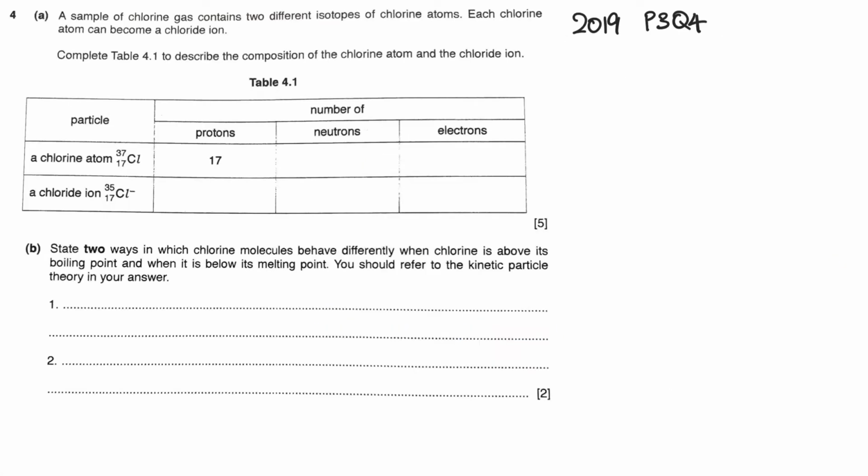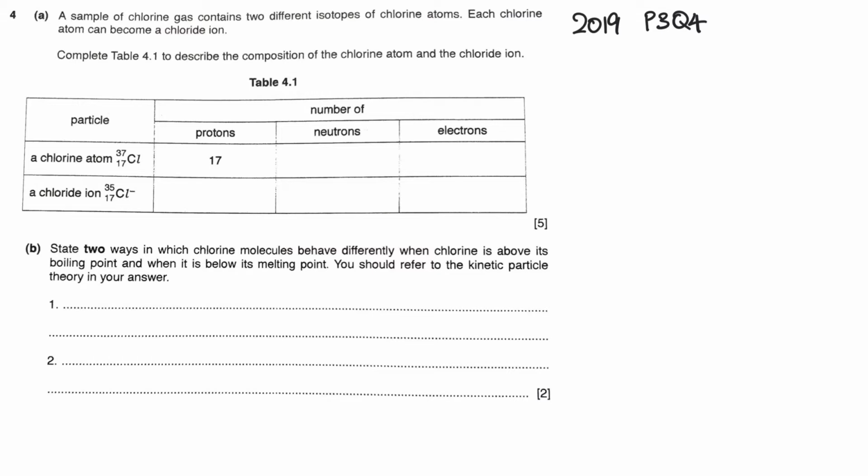This time we're tackling the 2019 paper 3 question 4 from the combined science paper. A sample of chlorine gas contains two different isotopes of chlorine atoms. Each chlorine atom can become a chloride ion. Complete table 4.1 to describe the composition of the chlorine atom and the chloride ion.